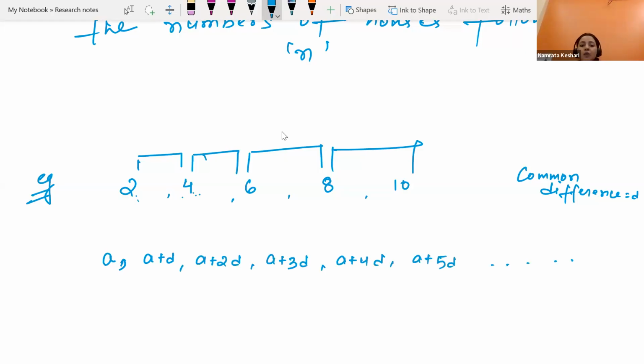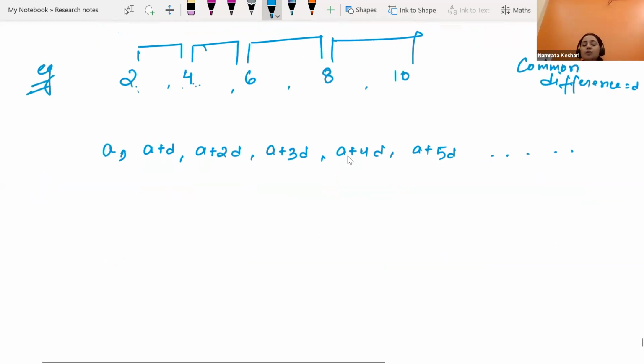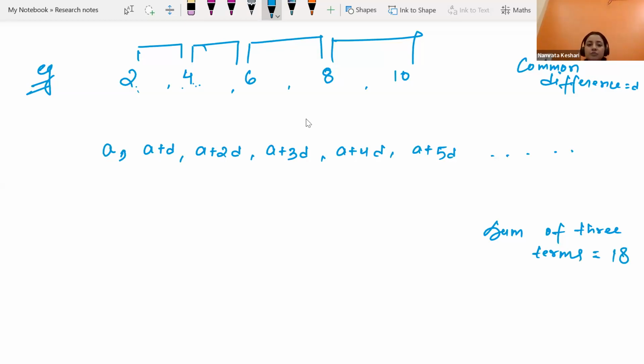Now, when we have a question where it is given that the sum of three terms is, let's say, 18, and you take three consecutive terms while solving this type of question as a, a plus d, a plus 2d, it will become a, then a plus d, then a plus 2d.